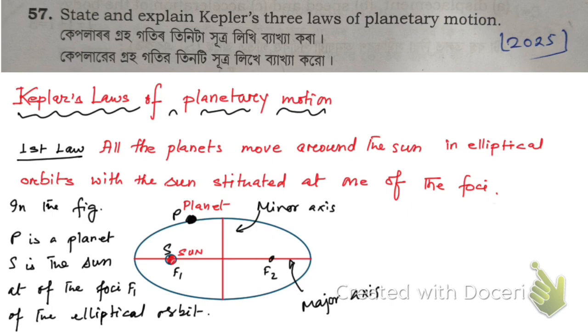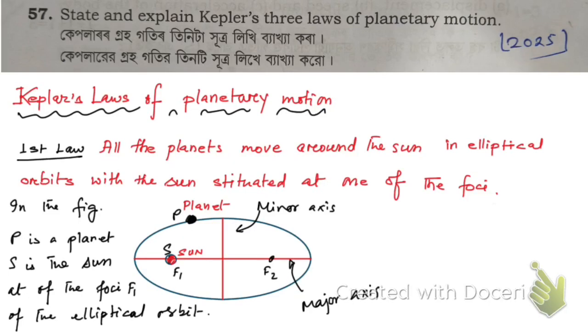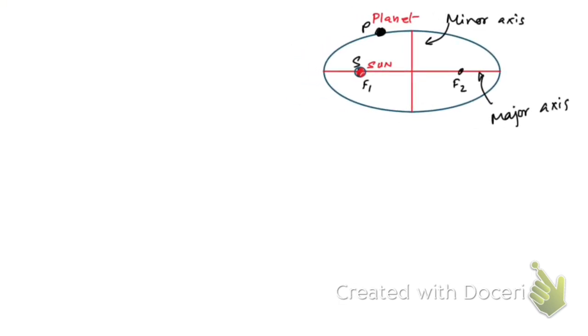Let me write the second law. Now let me copy this diagram so that I can explain the second law as well. Here you see Kepler's second law. What does it say? According to this law, the line joining the sun and the planet sweeps equal area in equal intervals of time.